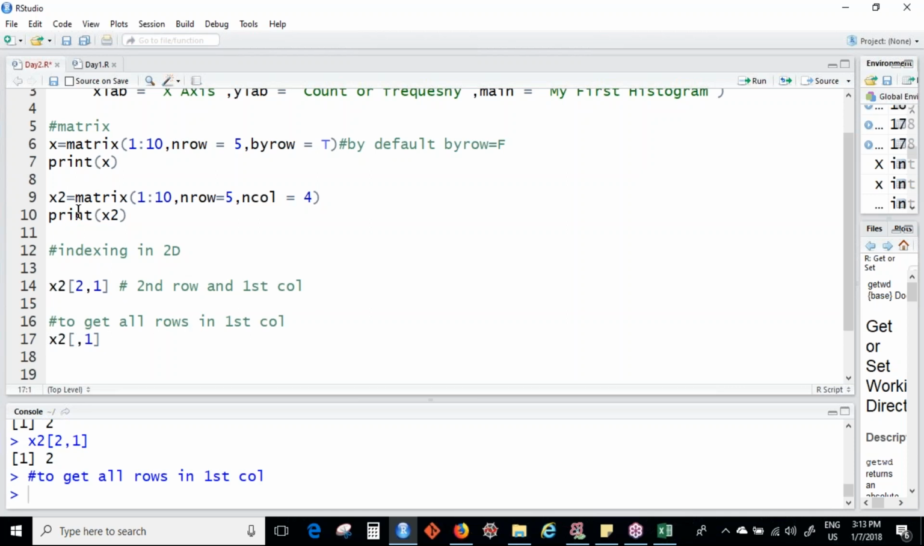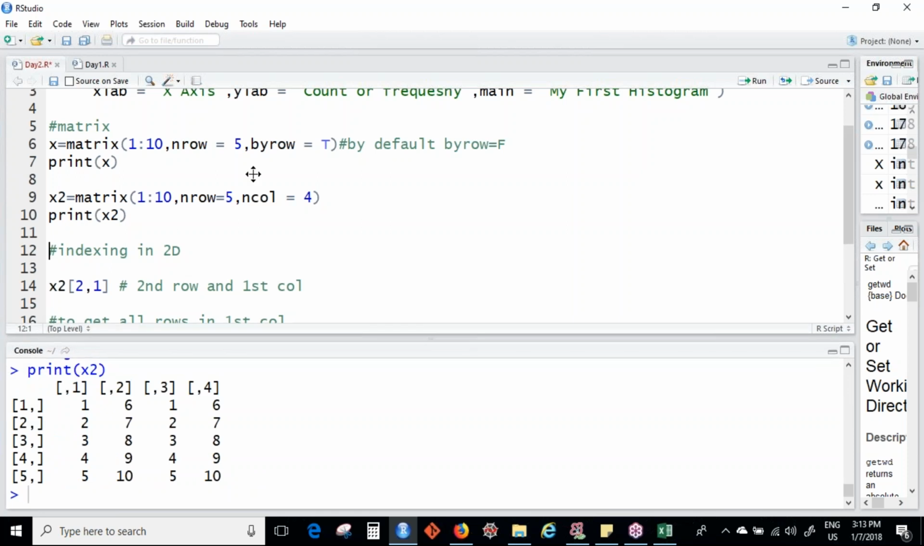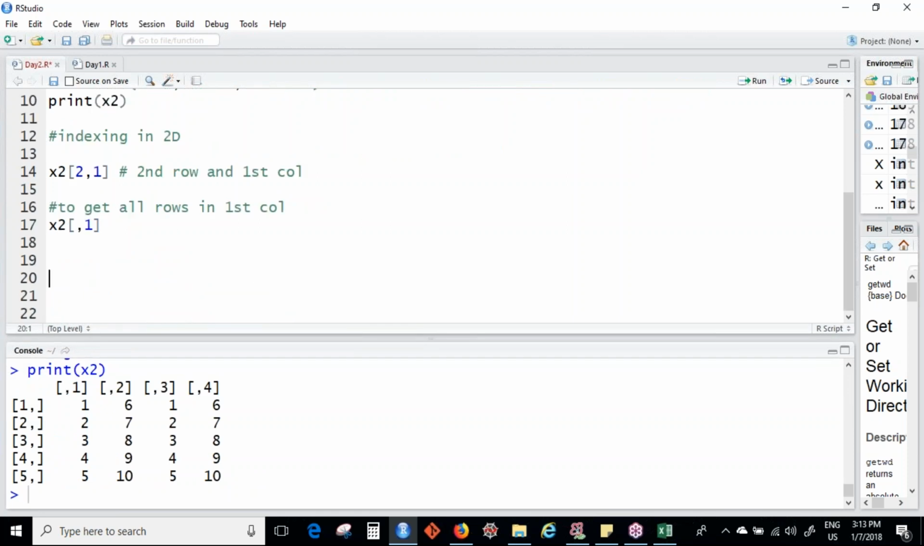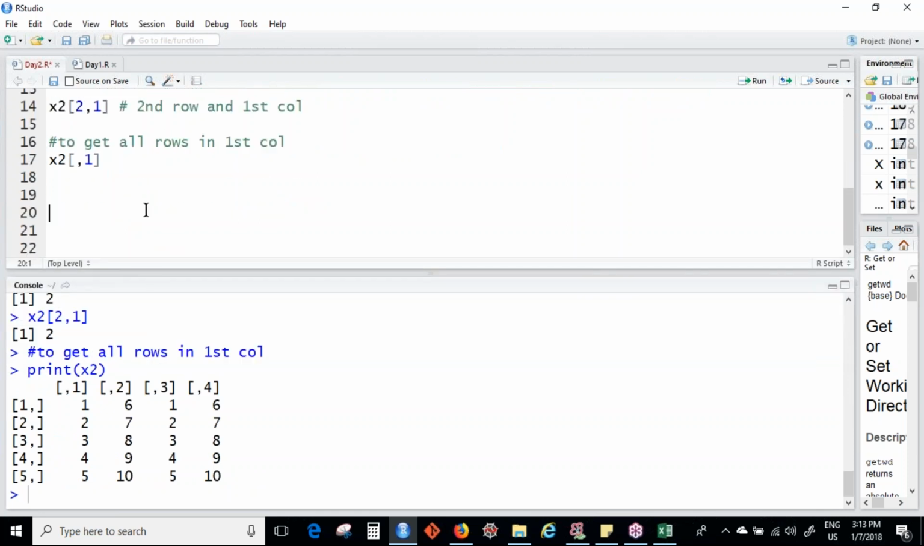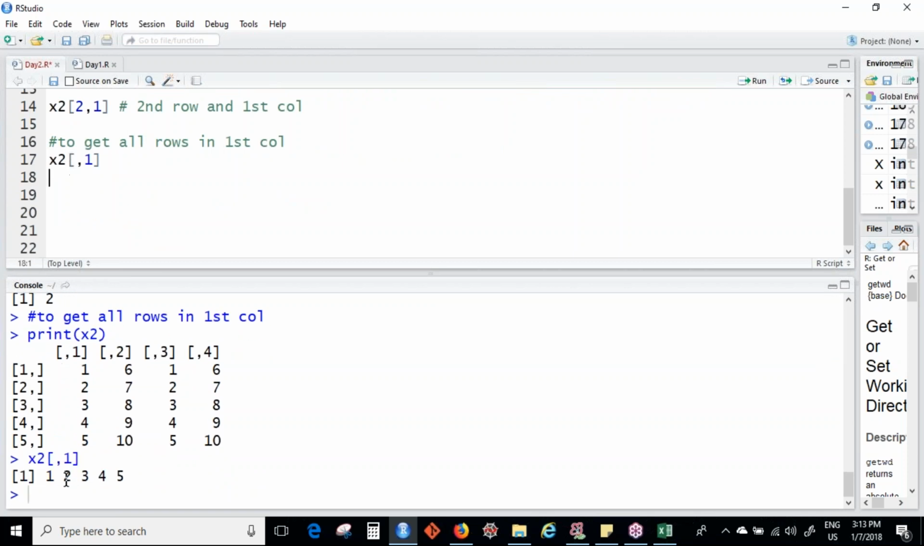So x2, first let us print x2. What is x2? So this is our x2. If I want all the rows in the first column, I'll just run this. This will give me all the rows in the first column. And the output is a vector. If you see the output of this, the output is one dimension. This is a vector, okay? So this will have all the properties of a vector. You can take the sum of it, you can take the length of it, and so on.